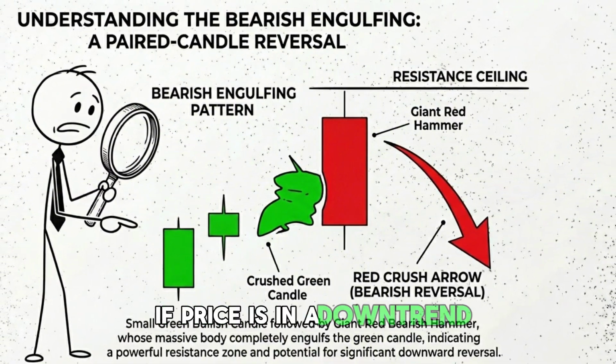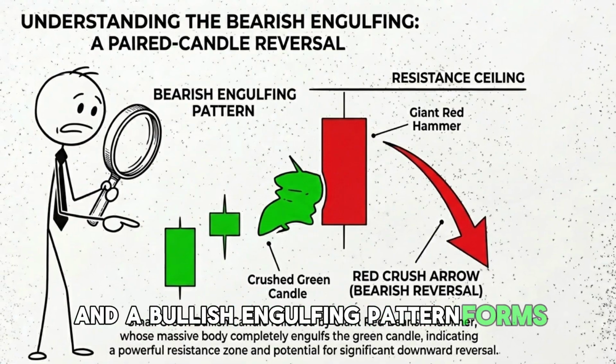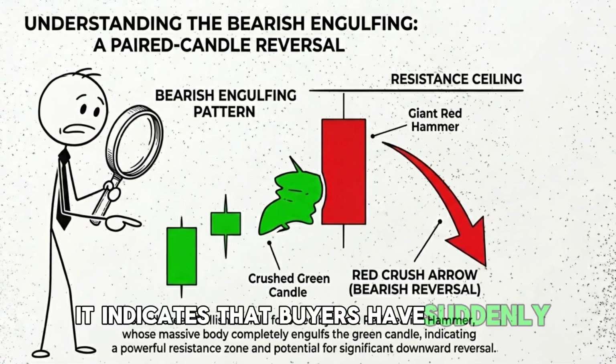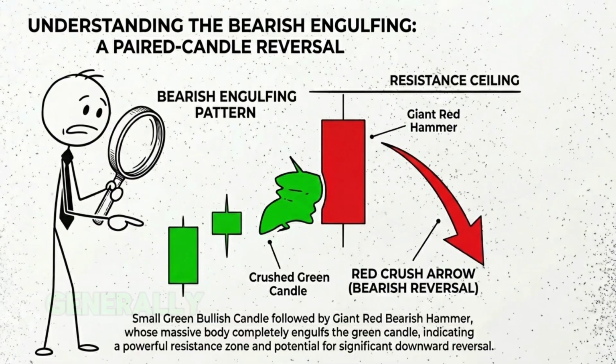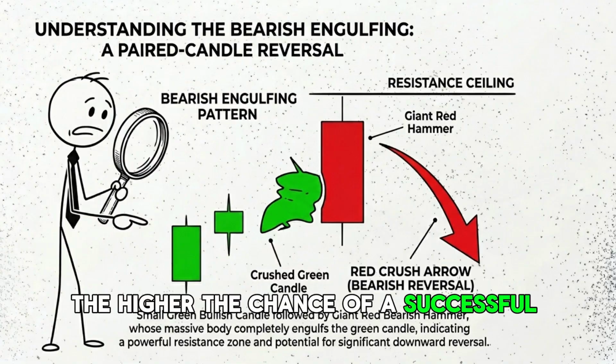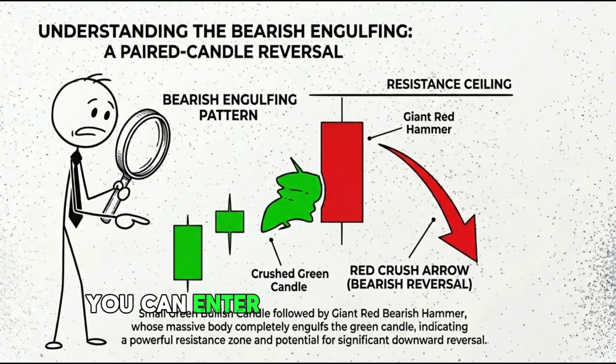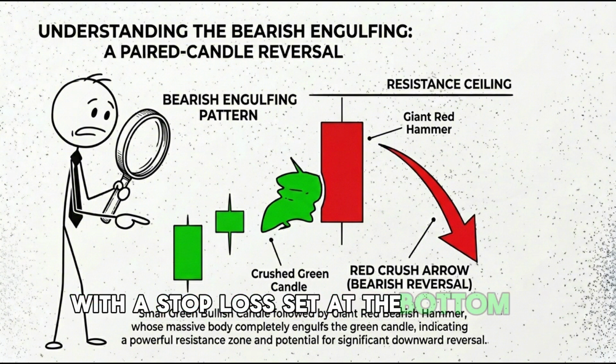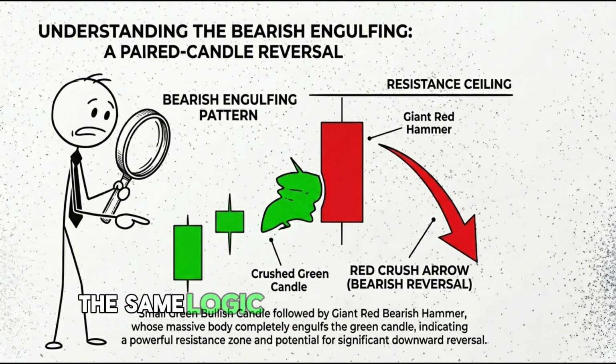If price is in a downtrend and a bullish engulfing pattern forms, it indicates that buyers have suddenly become much stronger. Generally, the larger the second candle is, the higher the chance of a successful reversal. To trade this, you can enter a buy position at the close of the large green candle, with a stop loss set at the bottom of its wick. The same logic applies to the bearish version for sell positions.